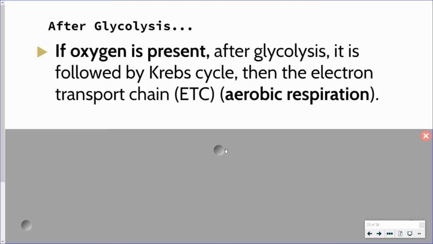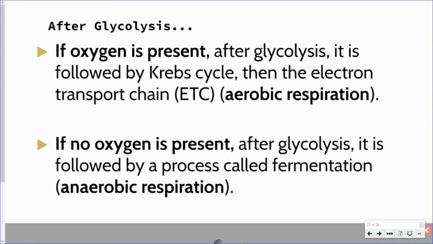What happens next depends on if you have oxygen or not. So you can go one of 2 ways. If you have oxygen, then following glycolysis, you'll enter the Krebs cycle and then the electron transport chain, the ETC. If you don't have oxygen, then after glycolysis, you'll go into a process called fermentation.